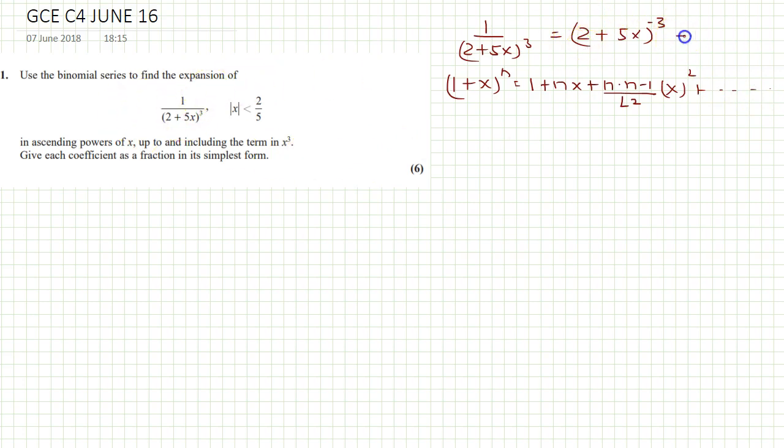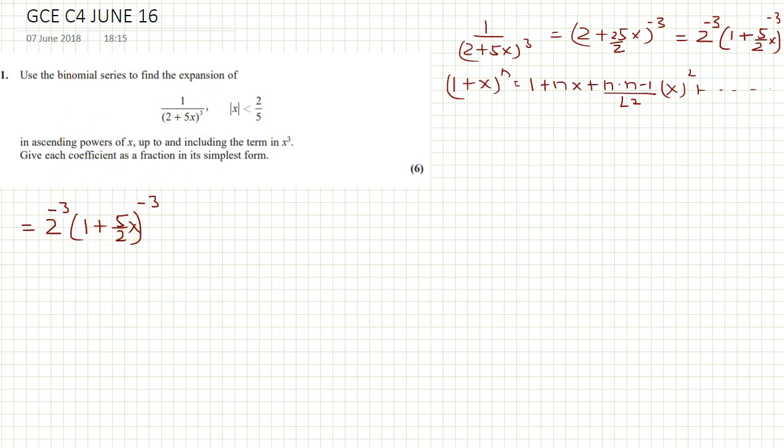In this, I'm going to take 2 common. When I've taken 2 common, its power will be minus 3. If 2 is common here, we don't have 2, so we write 2 over 2. This 2 is common, this will become 1 and this will become 5 over 2 x, to the power negative 3. So our expression will become 2 to the power minus 3 times (1 plus 5 over 2 x) to the power minus 3.